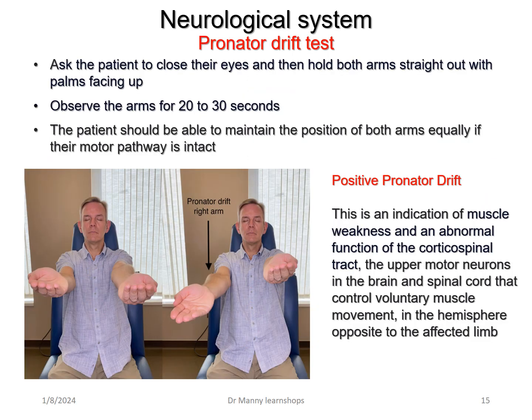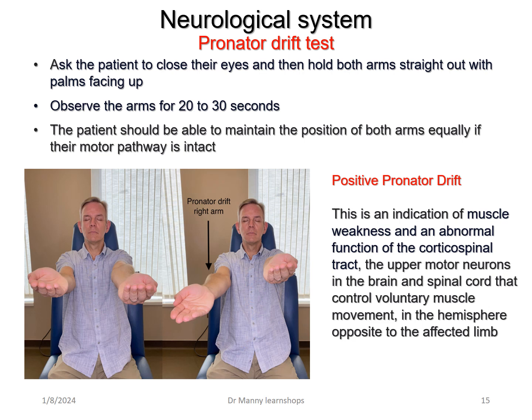The pronator drift test is where you ask the patient to close their eyes and then hold both arms straight out in front with palms facing up. And you observe this for 20 to 30 seconds. The patient should be able to maintain the position of both arms equally if their motor pathway is intact.